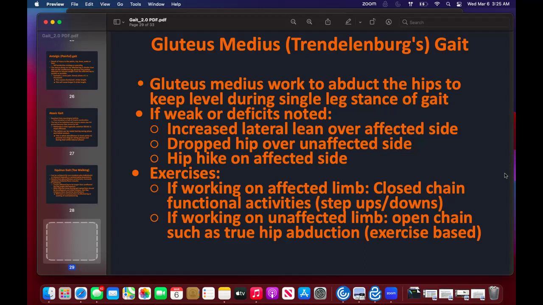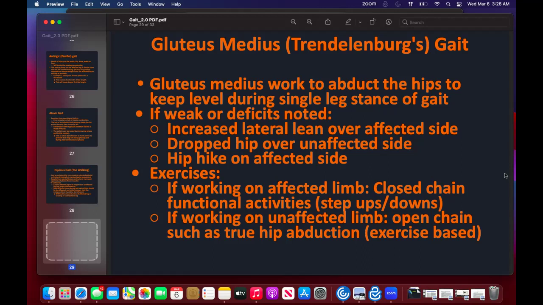I'm going to lateral lean over the left. That hip is going to hike on the left and then drop on the right. So again, that pelvis is going to be unlevel. One more time, saying it correctly: left glute med weakness, lateral lean to the left. I'm going to hike on the left and then drop on the right.